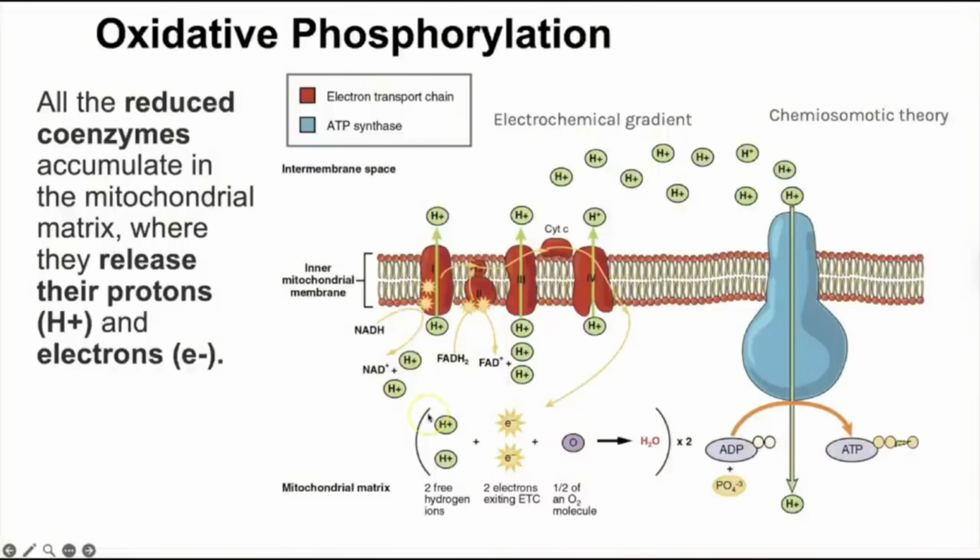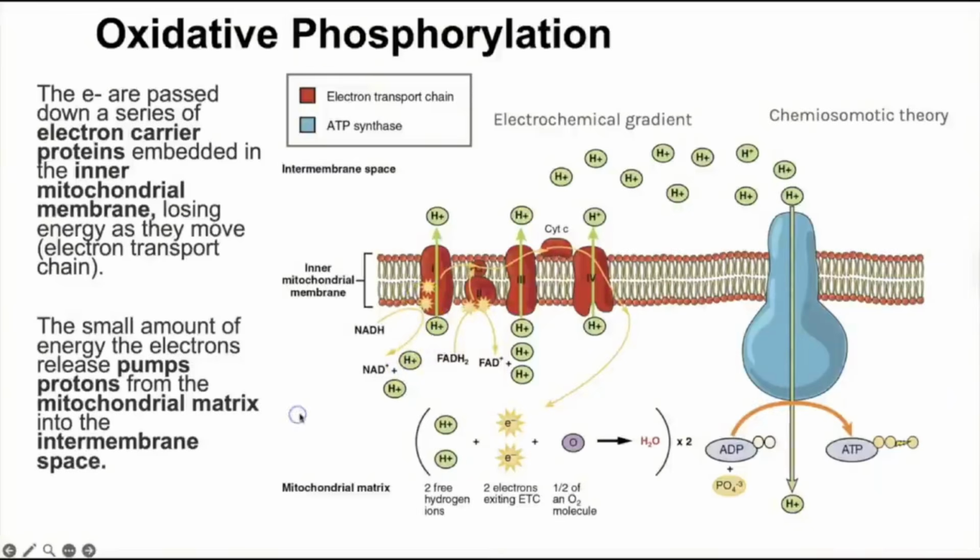So in this one, first of all, those reduced coenzymes that we made are going to accumulate here in the mitochondrial matrix. The hydrogen is removed, and that is then split into protons and electrons. The electrons are picked up by these proteins and are passed down a series of electron carrier proteins embedded in that inner mitochondrial membrane, and this is the electron transport chain.